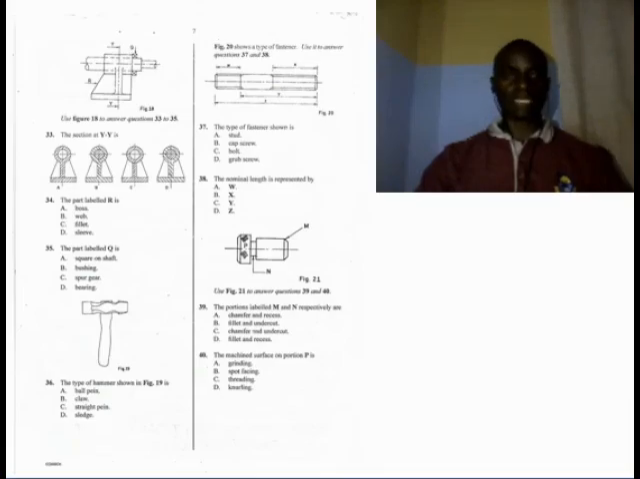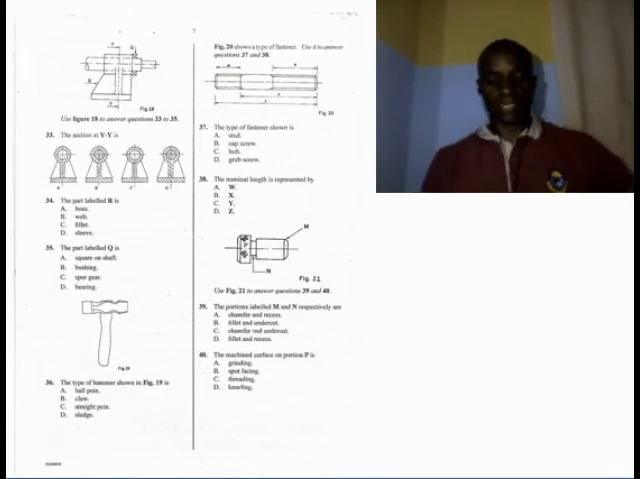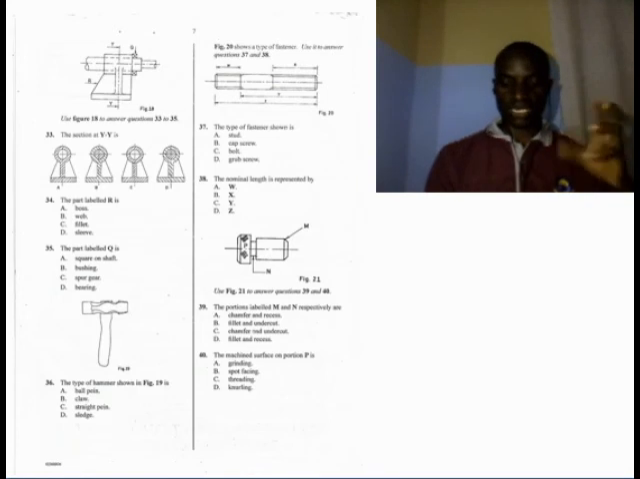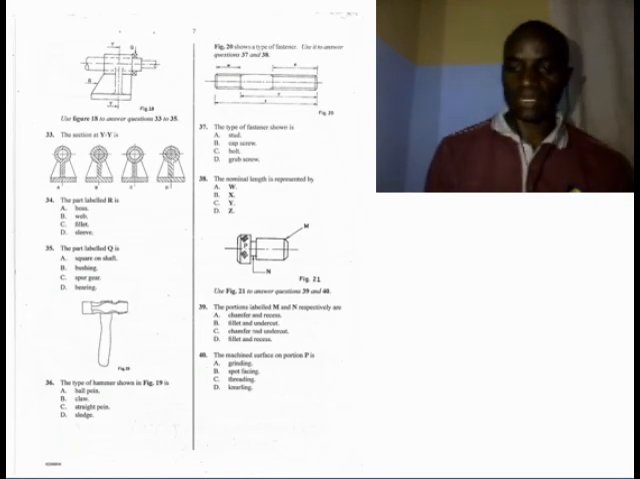Then question number 36. The type of hammer shown in figure 19 is A, ball pin, B, claw hammer, C, straight pin, D, sledge hammer. The correct answer is C, straight pin, not ball pin. There's no kind of ball at any part of the hammer.